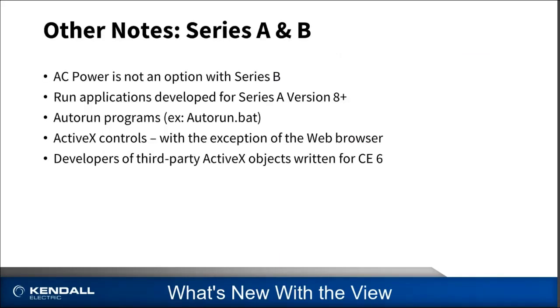Some other items to note regarding the Series A to B transition are Series B units are only going to be available in the DC versions, so AC versions will not be available. If you have a Series A PanelView and you're running an MER created in version 8 or greater, you'll be able to run that same MER on a Series B, even though you have firmware 12 on the Series B unit. And due to enhanced security of Windows 10 IoT, any autorun programs like an autorun.bat will no longer run. So you may have to keep that in mind if that's a feature you're currently using.